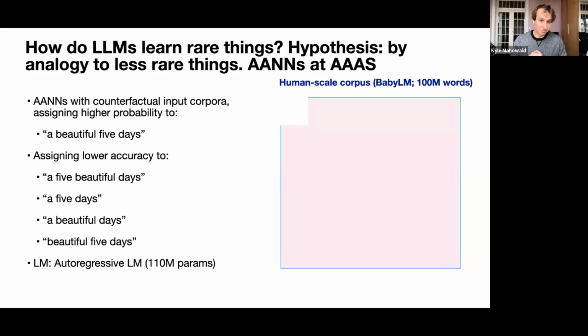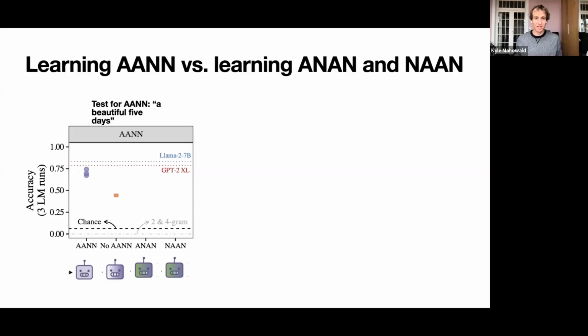Right. If the model is purely just memorizing and not doing anything very interesting, if we get rid of the A and Ns, it's not going to learn anything about them. But if it's doing some kind of generalization, we might expect some more interesting kinds of behaviors. So specifically, I'm going to show a few different kinds of tests here. So this panel here, we're going to be testing how well does the model learn the AANN construction, right? A Beautiful 5 Days.